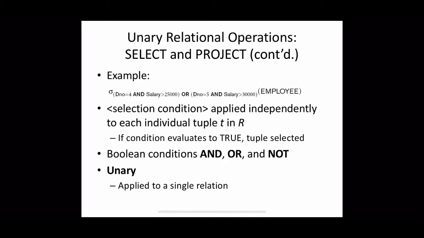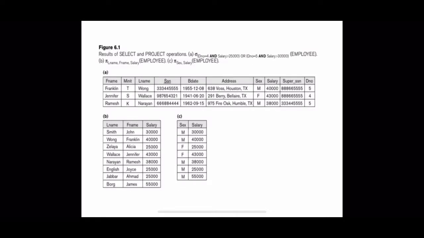The selection condition is applied independently to each and every tuple in R, and if the condition evaluates to true, the corresponding tuple is selected. Conditions using and, or, not can be applied. After performing the selection operation, this is the result: all employees in department 4 with salary greater than 25,000 and all employees from department 5 with salary greater than 30,000 are listed here. So this is the output.